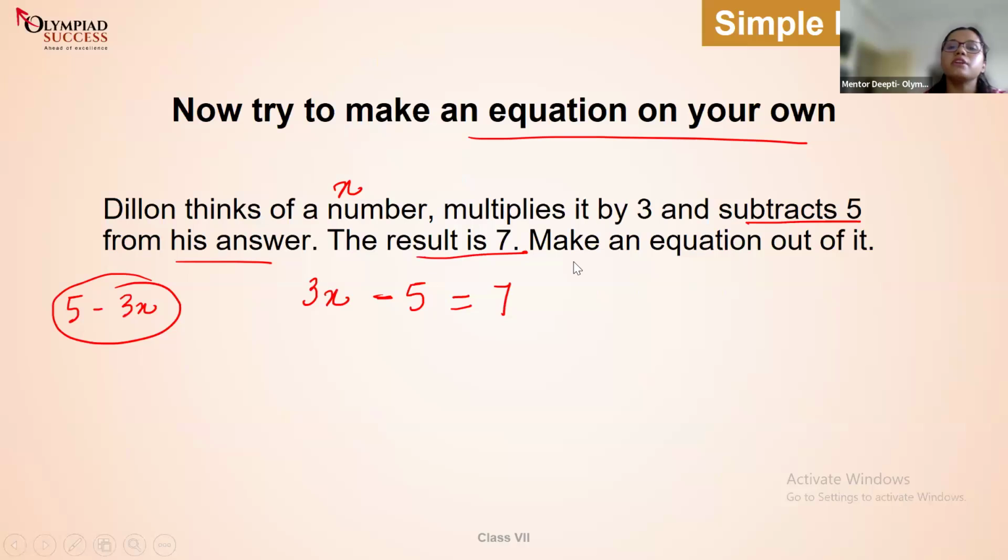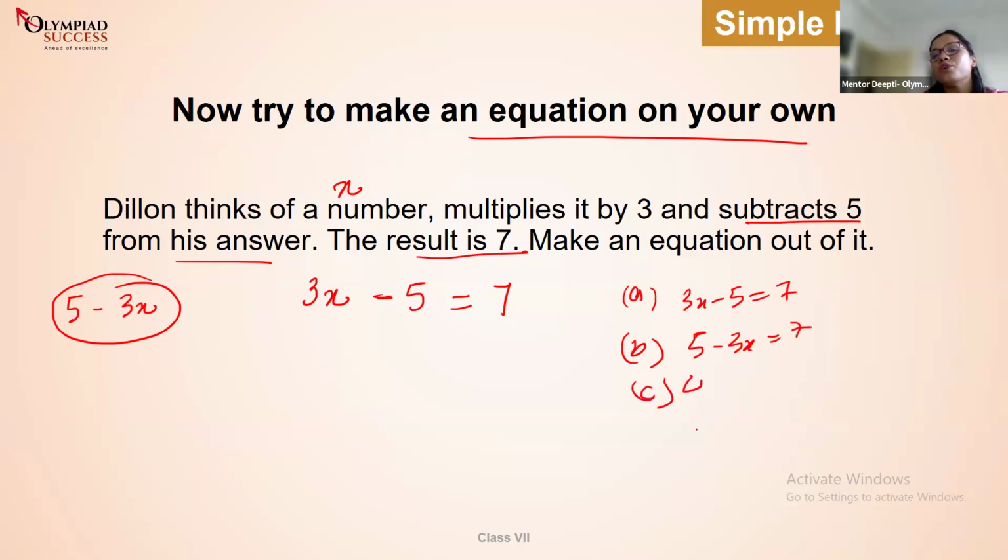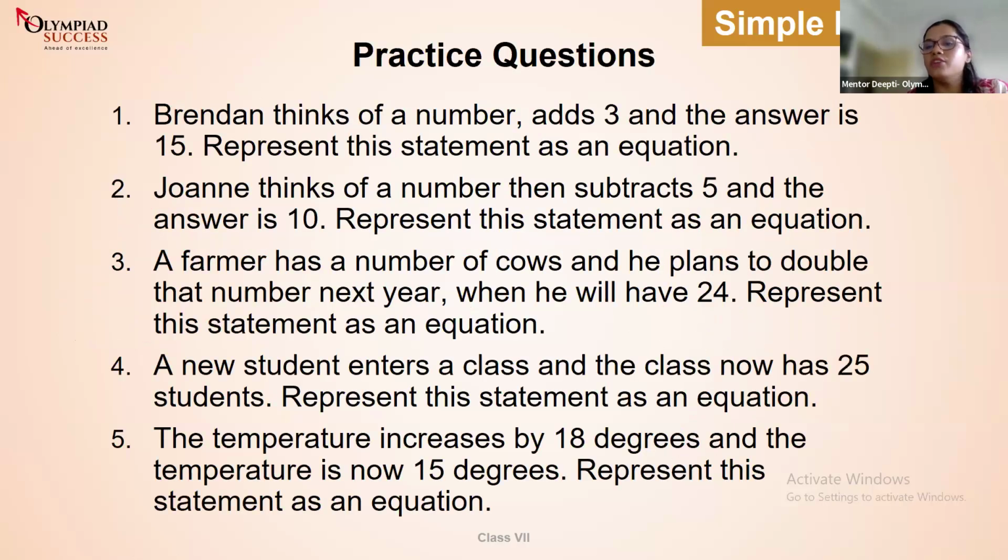Whenever options are given to you, they might even give you the final answer. What if option A is 3x minus 5 equals 7, option B is 5 minus 3x equals 7, option C is 4, your answer, and option D is 10, for example. What if in a hurry you take this? So always read the question properly, see what is asked, and then mark the correct answer. Next, I have 5 questions and you have to make the equations for them.